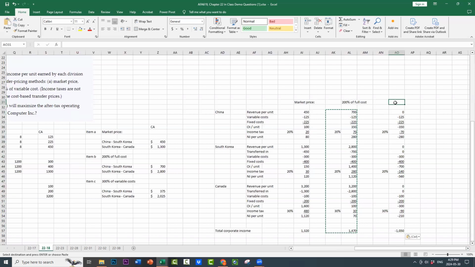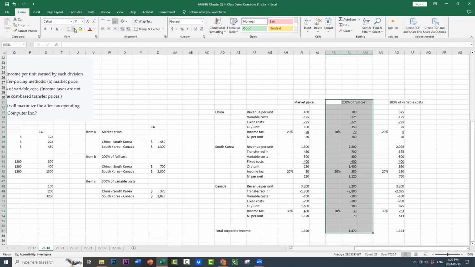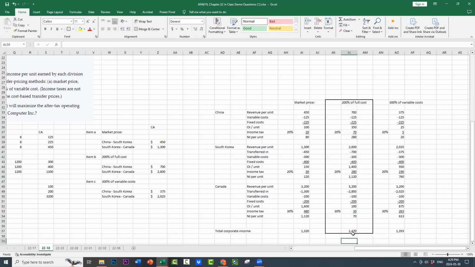Now, let's just do one more. But here I'm going to do 300% of the variable costs. So again, I'm going to use this as the selling price. Everything else should be identical. This is the selling price. Perfect. And this as the selling price. Everything else will just transfer down automatically. I'm going to make $1,393. So the fact is, if I use 200% of full cost, I am going to make the most money as a corporation because I'm going to make $1,470 per unit.